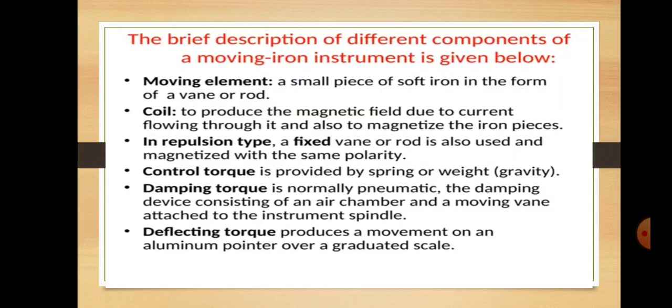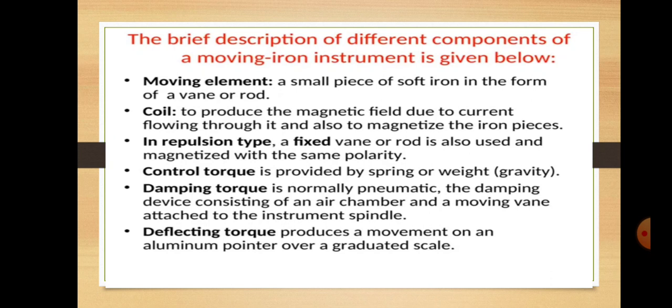Here we will see a brief description of the different components of moving iron instruments. The first element is the moving element, the piece which is actually used for the movement. Here we are using a small piece of soft iron in the form of a vane or a rod. A rod-like structure made of soft iron is called the moving element.